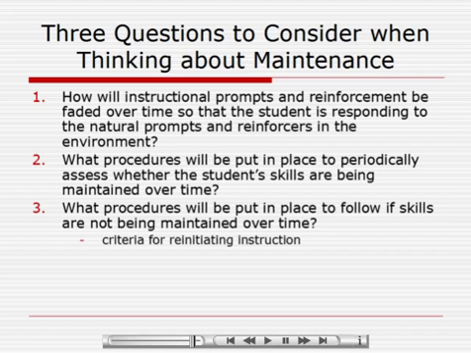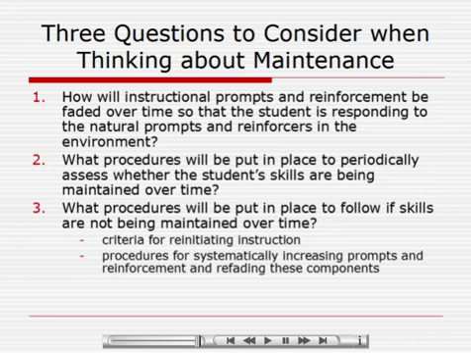So the student has reached mastery, but that doesn't mean that you don't continue to watch and monitor over time, and procedures for doing that need to be determined. And the third question is, what procedures will be put in place to follow if skills are not being maintained over time? There are two questions to consider here.